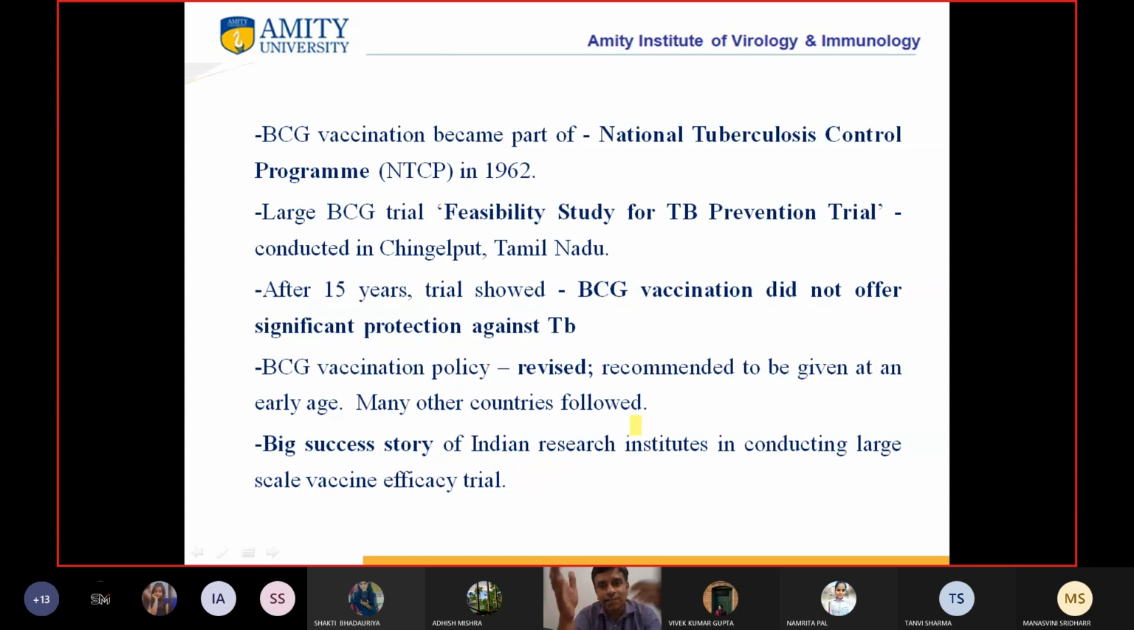After this study, the government of India revised the vaccination policy, and many other countries, after studying this trial, also revised their policies, and the BCG vaccine was given to people at an early age. This was one of the big success stories of Indian research institutes in conducting large-scale vaccine efficacy trials. Once you do such a big activity, you get the experience of how to do this. It was a big success story for Indian scientists, because India did something and the world followed them. It was a very big thing at that time.